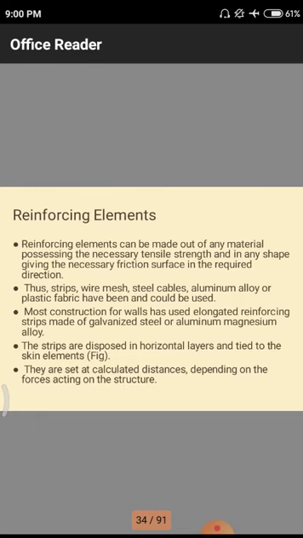First, the major one they prefer is strips. A strip means a normal flat steel bar, flat steel that looks like a scale. These strips we fix with the facing elements. Next one is the wire mesh. The facing elements are fixed with this wire mesh, and above and below the wire mesh we fill in the materials.